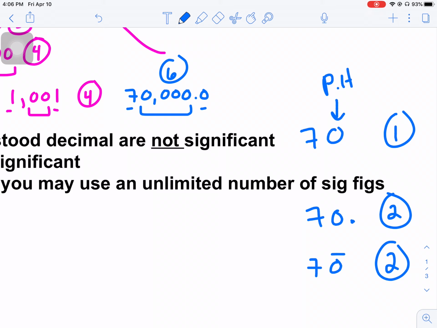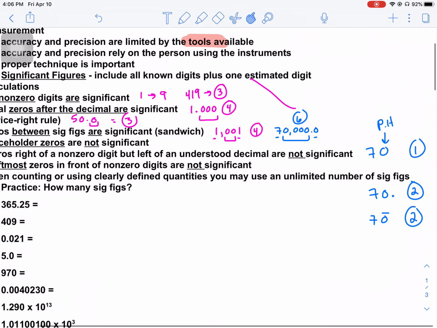So the first example has an understood decimal. We don't actually draw an understood decimal, one sig fig. The second one has an actual decimal, so it does have two sig figs. And the third one has a line, so it also has two sig figs. Okay, let me give you some more examples.